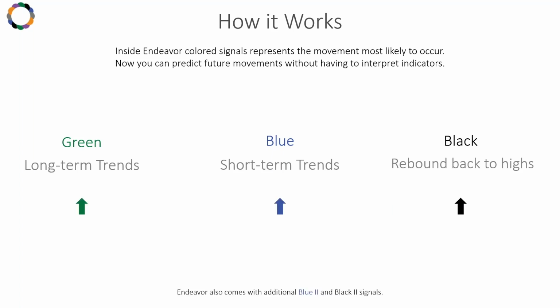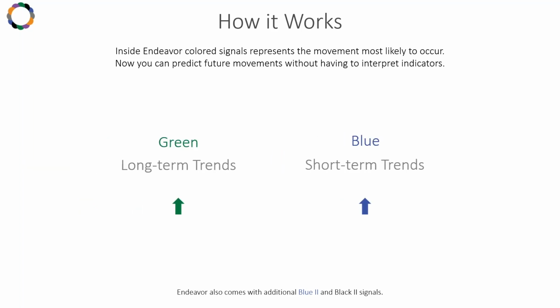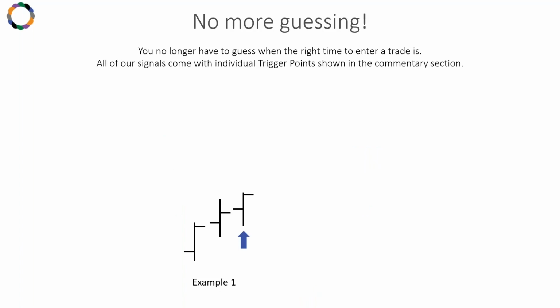With these colored signals, you'll be able to predict how price is likely to move within seconds of looking at the chart, saving you valuable time since, once again, there's no indicators to interpret. Today, though, we're only going to focus on long-term and short-term signals. However, signals are only useful if you know the right price to enter the trade at. Otherwise, even with a good signal, you're still just guessing at the right entry price. And this is where Endeavor really gets good. You no longer have to guess when the right time to enter the trade is.